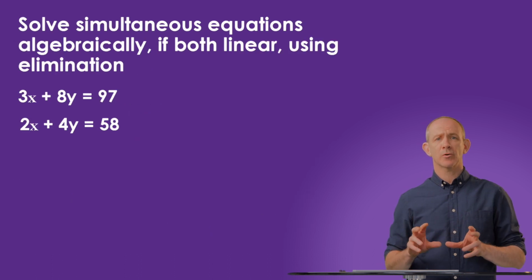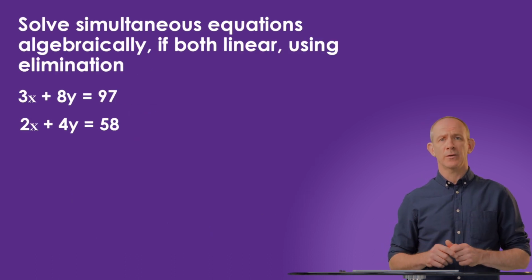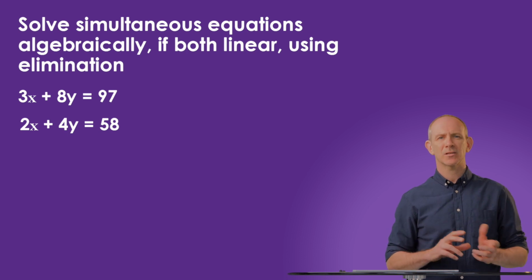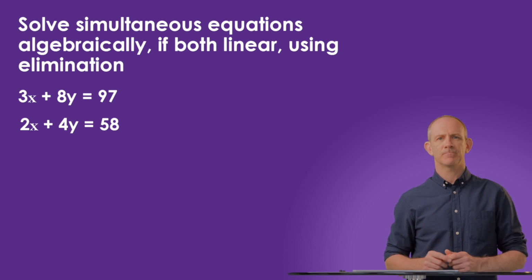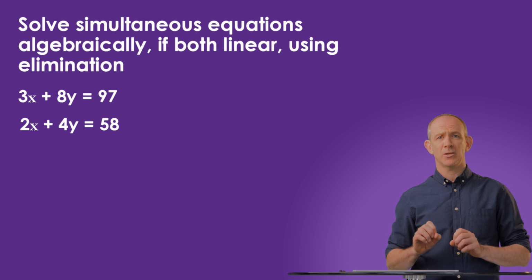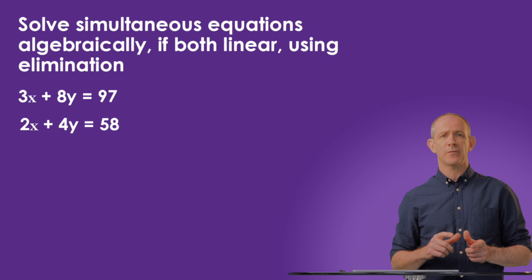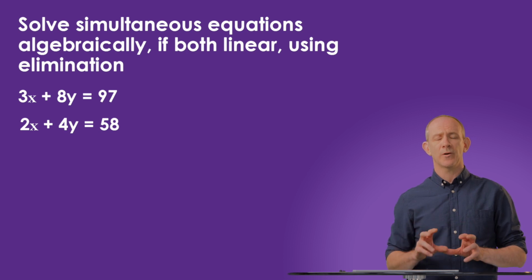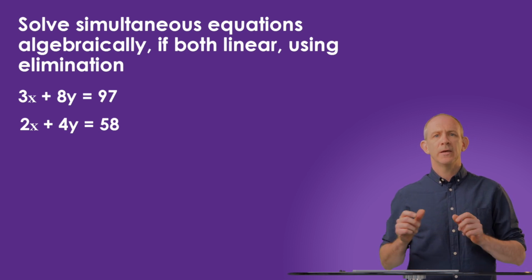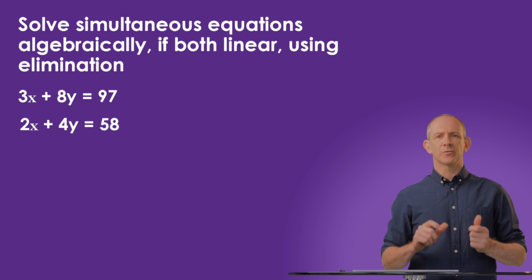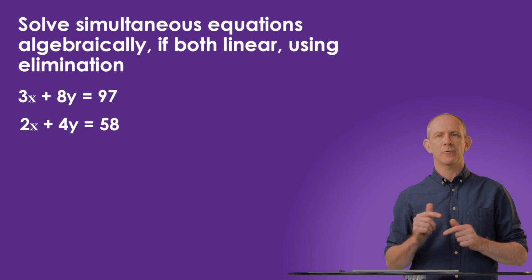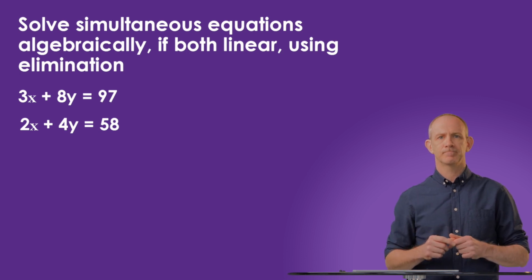Here we've got two linear equations, 3x plus 8y equals 97, and 2x plus 4y equals 58. For this, we're going to use the elimination method. That means we're going to add or subtract the equations to eliminate one of the variables and give us an equation with one variable that we can then solve. In order to do that, we need to decide which variable to eliminate and multiply each of the equations so that variable has the same coefficient as the other one.